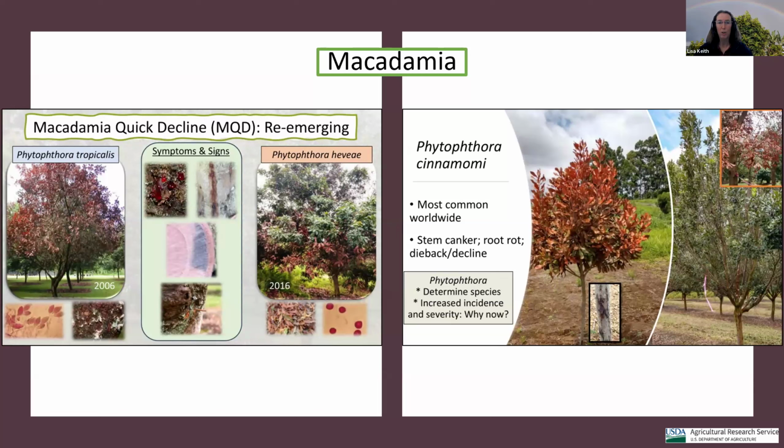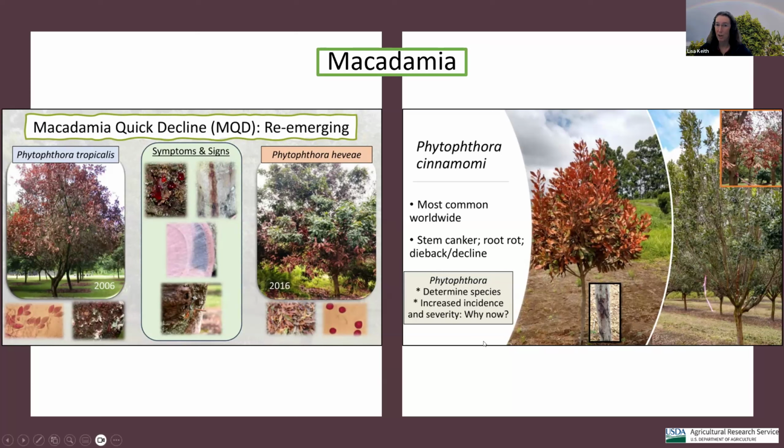Then we saw an emergence or a re-emergence of MQD almost a decade later and figured out that it was a second species of Phytophthora causing the problem. And you can see here, this is the microscopic fungus. They do look different, so we knew right away it was different, but we went through and proved pathogenicity by completing Koch's postulates, just this fungus on healthy seedlings to recreate the symptoms we were seeing in the field. And you had to know what it is in order to manage it.